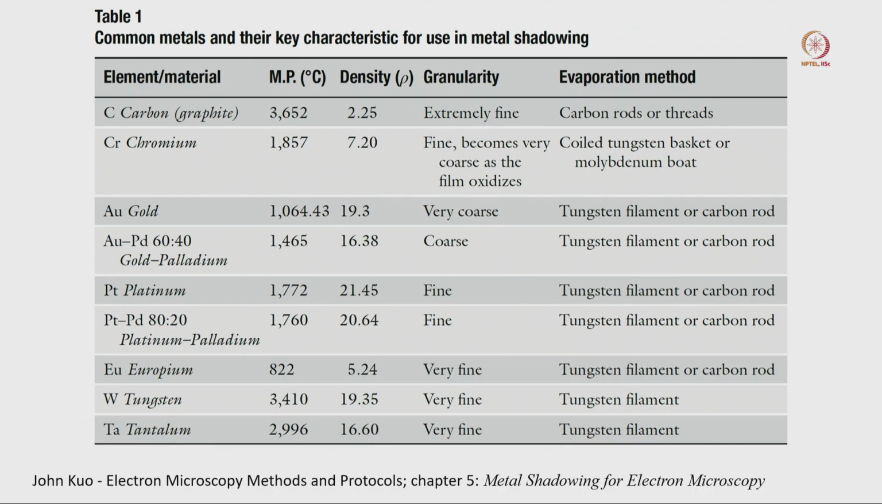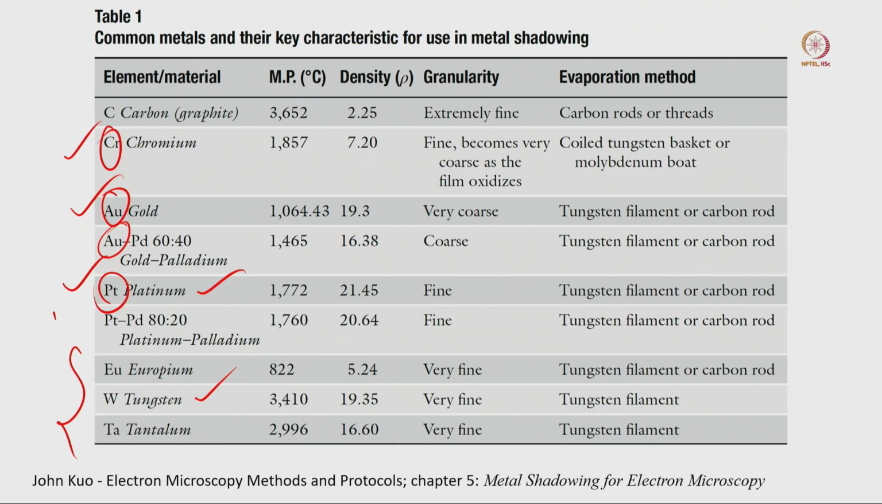What kind of metal can we use for metal shadowing? We can use chromium, gold, AuPd, that is gold palladium, and platinum. Platinum is one of the very common metals we can use for DNA coating. Sometimes we can use chromium, and gold also. Other metals, such as tungsten, can be used whatever is required, but majorly we use platinum to coat DNA.